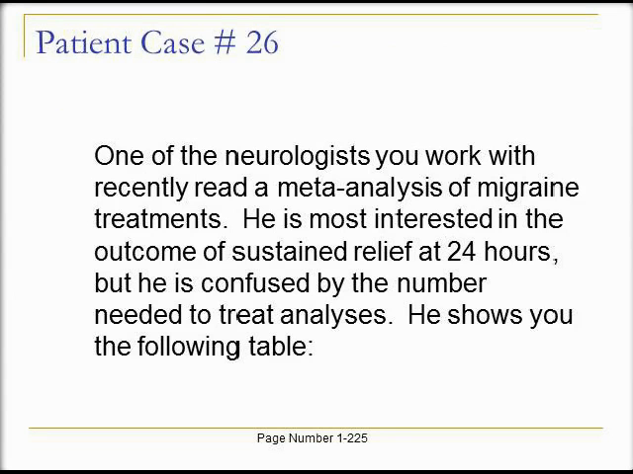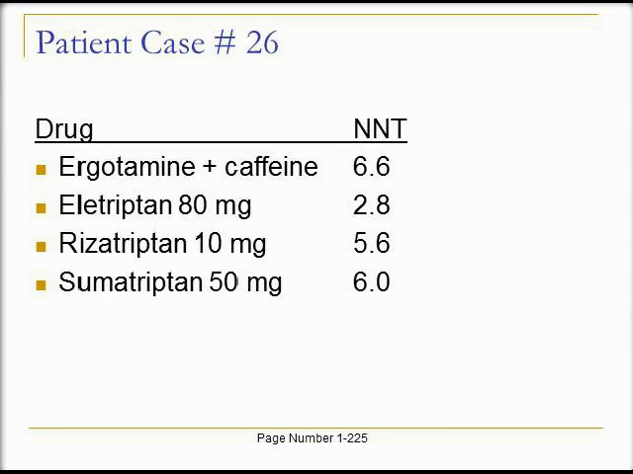One more sneaky statistics question. One of the neurologists that you work with recently read a meta-analysis of migraine treatments. He's most interested in the outcome of sustained relief at 24 hours, but he's confused by the number needed to treat analysis. So he gets you a table and shows it to you. So what you've got here is the combination of ergotamine and caffeine. The number needed to treat is 6.6. Eletriptan, 80 milligrams is 2.8. Rizatriptan, 10 milligrams is 5.6. And then sumatriptan, 50 milligrams is 6.0.